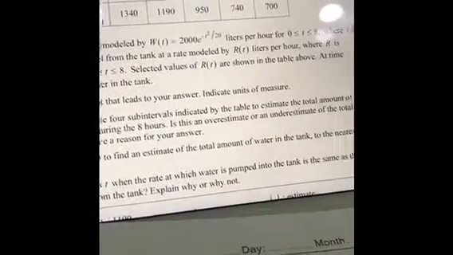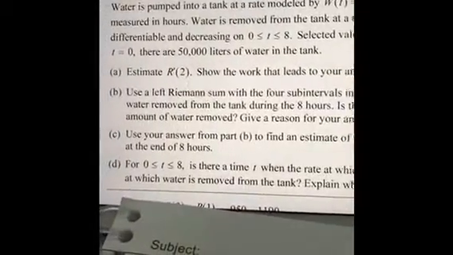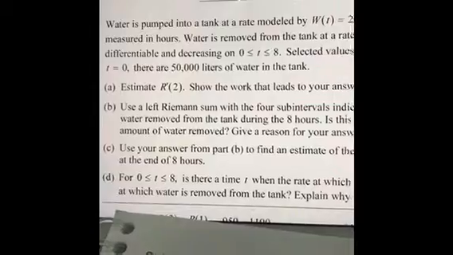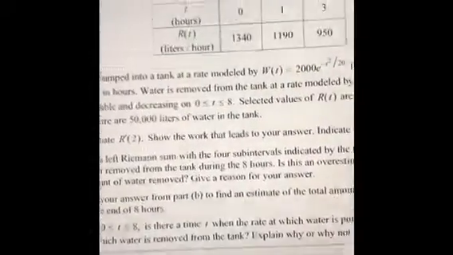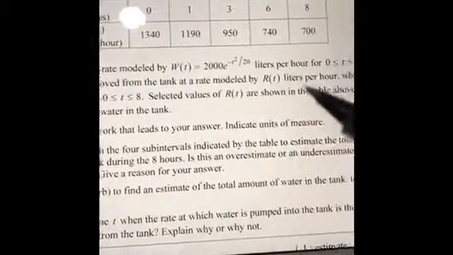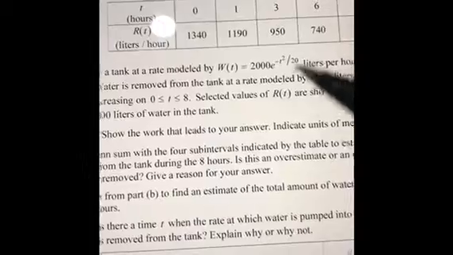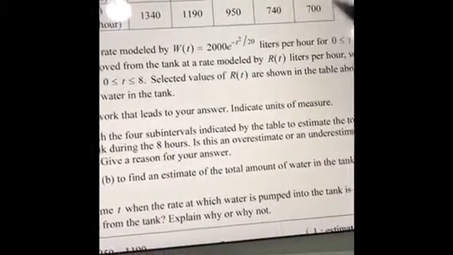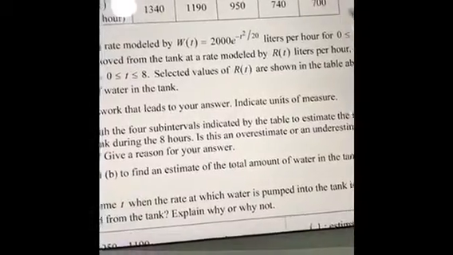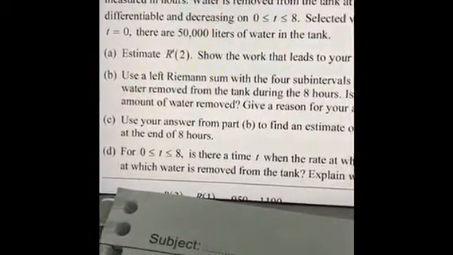Selected values of R(t) are shown in the table above. At t = 0 there are 50,000 liters of water in the tank. Here we have the table: 0, 1, 2, 3, 6, 8, and here the liters per hour: 1340, 1190, 950, 740, 700. For the net change we have only to solve B and C.